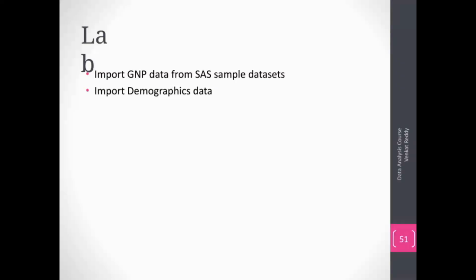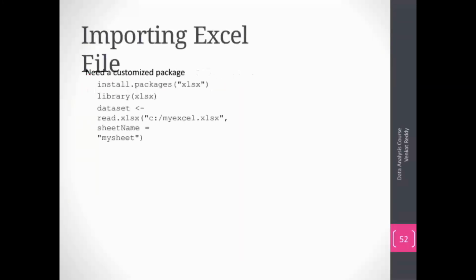Now, to read an Excel file, you can use the command dataset <- read.xlsx C:/myExcel.xlsx, sheetName = mysheet. Here, you specify the file path and the sheet name you want to import. This is a powerful way to bring external data into R for analysis. Remember, handling data efficiently is key in data analysis, and importing files correctly is the starting point.